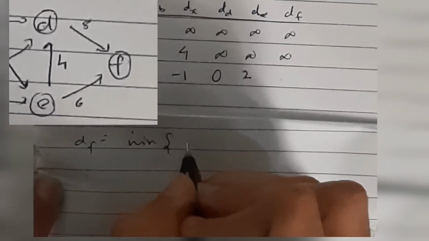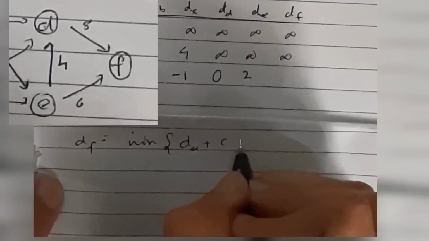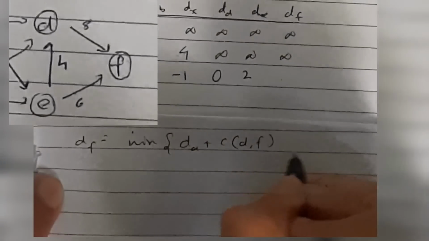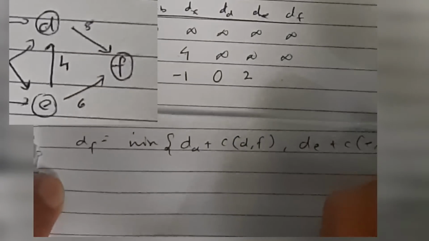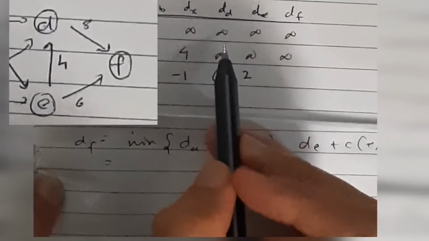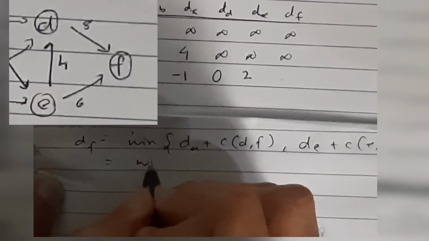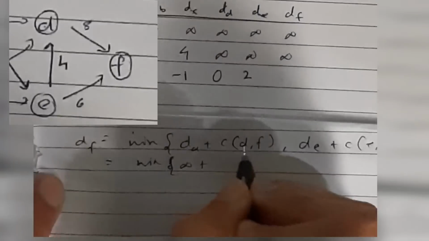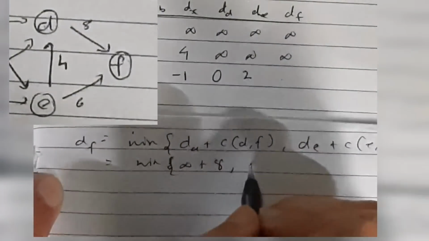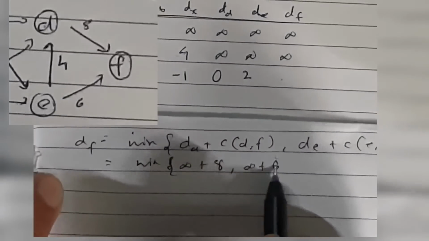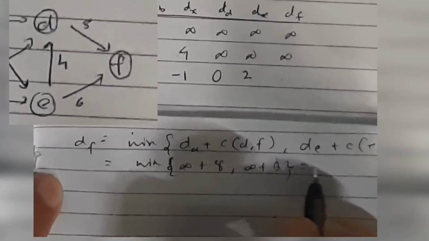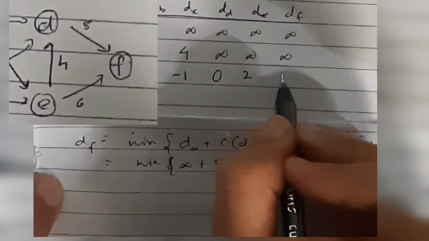So I'll be writing dF is equal to minimum among dD plus cost of edge from D to F, comma dE plus cost of edge from E to F. Now what is dD from the previous row? It's infinite, so I'll write infinite plus cost of D to F, which is 8, comma dE is also infinite previously, infinite plus cost of E to F, which is 6. So clearly both of these give the value infinite, so I'll write infinite as it is.